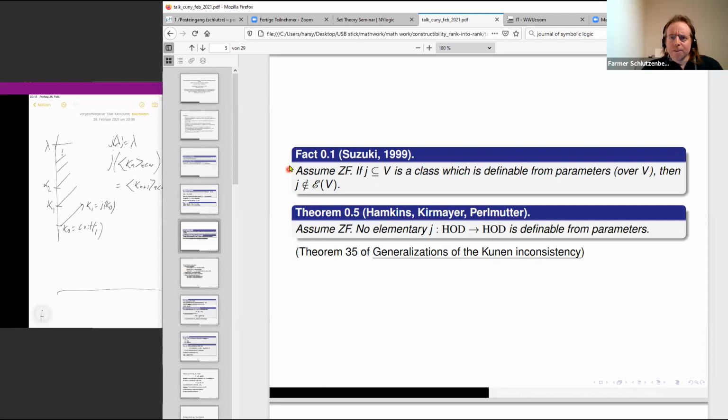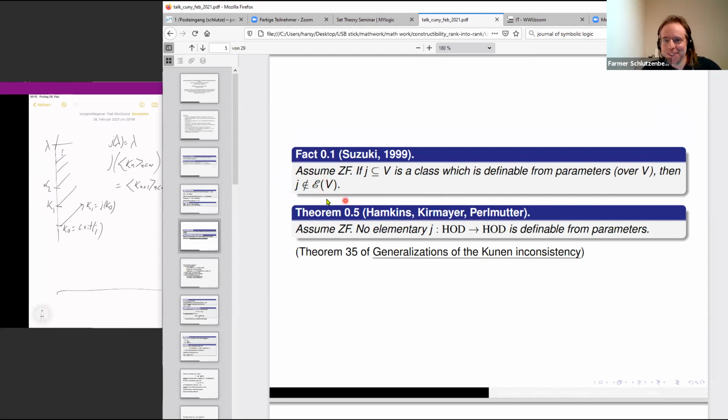Okay, so one basic observation is this theorem, which Suzuki published in 1999, that under ZF, if J is a class which is definable from parameters over V, then J is not a Reinhardt embedding. This notation here is the elementary embeddings from V to V.